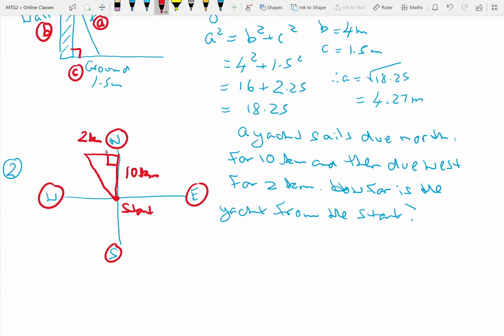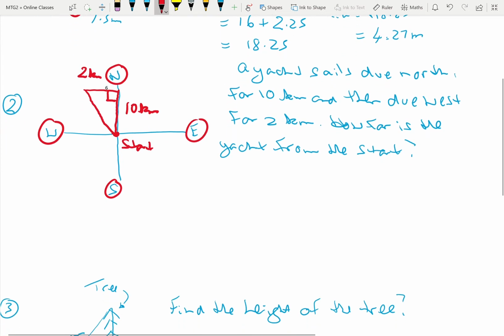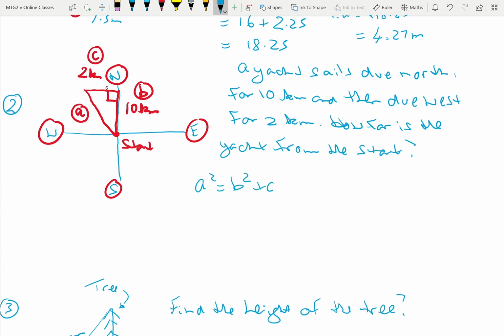So I have to label my sides and see what I have to be able to work out my answer. So let's see. Let's call this one A. I'm going to call this one my A. I'm going to call this my B. I'm going to call this one my C. So which one of the formulas do I go with? Well, I'm going to go with A squared is equal to B squared plus C squared.